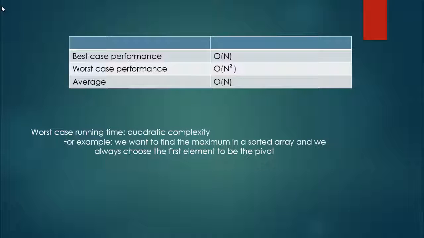And that's why more advanced selection techniques came to be, such as the median of medians method and the so-called introselect, which is going to make sure that the worst case performance is linear complexity too.